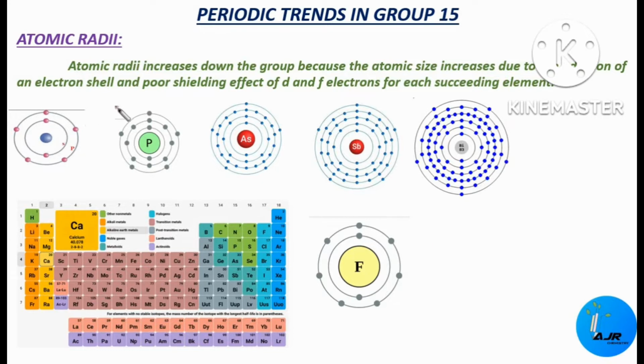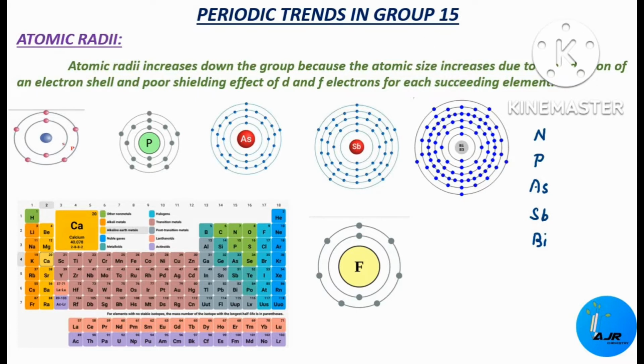Now we are going to see how this atomic radii is varying along a group. But first, see, I have written the different elements present in group 15. Nitrogen, phosphorus, arsenic, antimony and bismuth. So these are the different elements present in group 15.